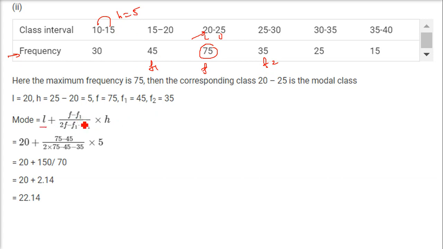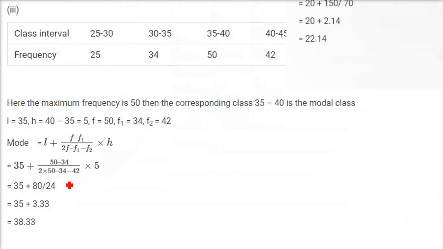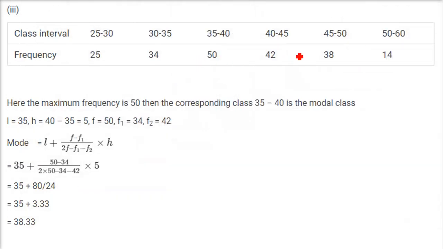So we'll use this formula, L plus (F minus F1) by (2F minus F1 minus F2). We have F, F1, F2 and H, and L also we'll put, and 22.14 will be the value, the mode.